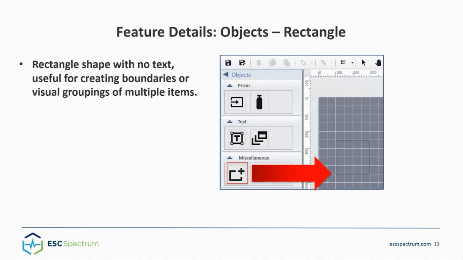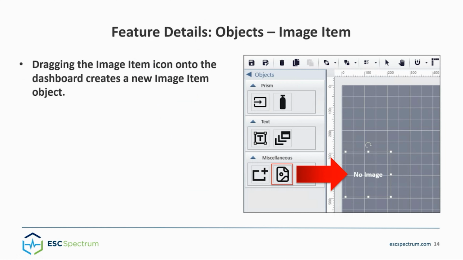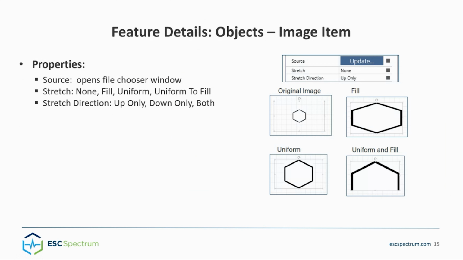Going down to the bottom section, the rectangle shape is just a shape with no text and can have its background and border color set. And this is really useful for creating visual groupings or boundaries around other dashboard items. Next to that is the image item, which can be placed on a dashboard and have an image file loaded into it to display on a dashboard, and can be configured in this way.